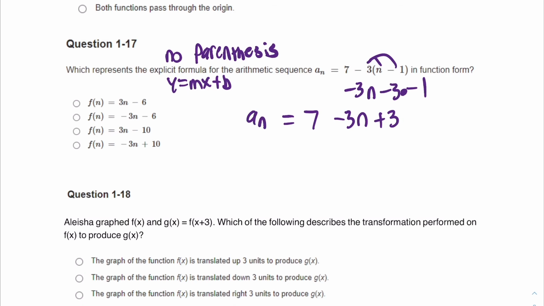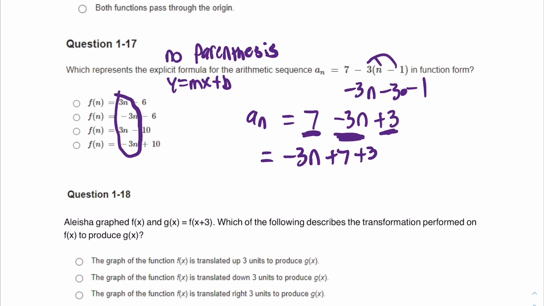And if you look at these answer choices, they all have the variable in front, which is normal. This negative 3n should be the first thing that we write. So then after the negative 3n, let's put this positive 7 and a positive 3. A positive 7 and positive 3 add together to make a positive 10 with the negative 3n in front.